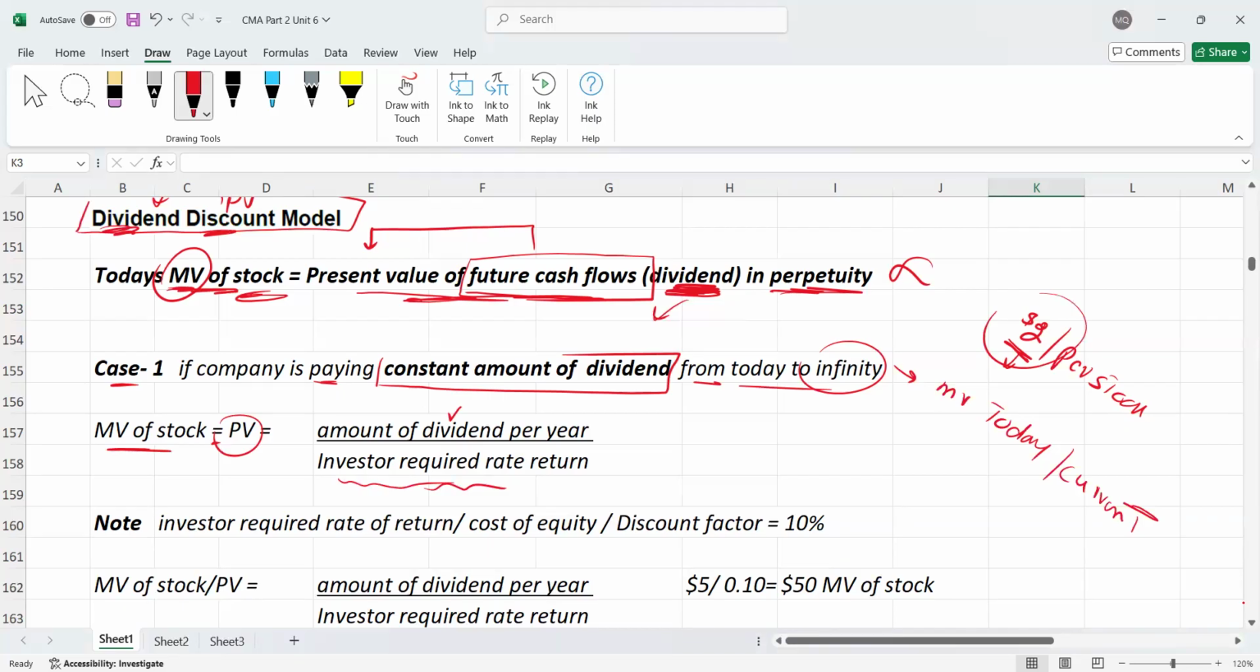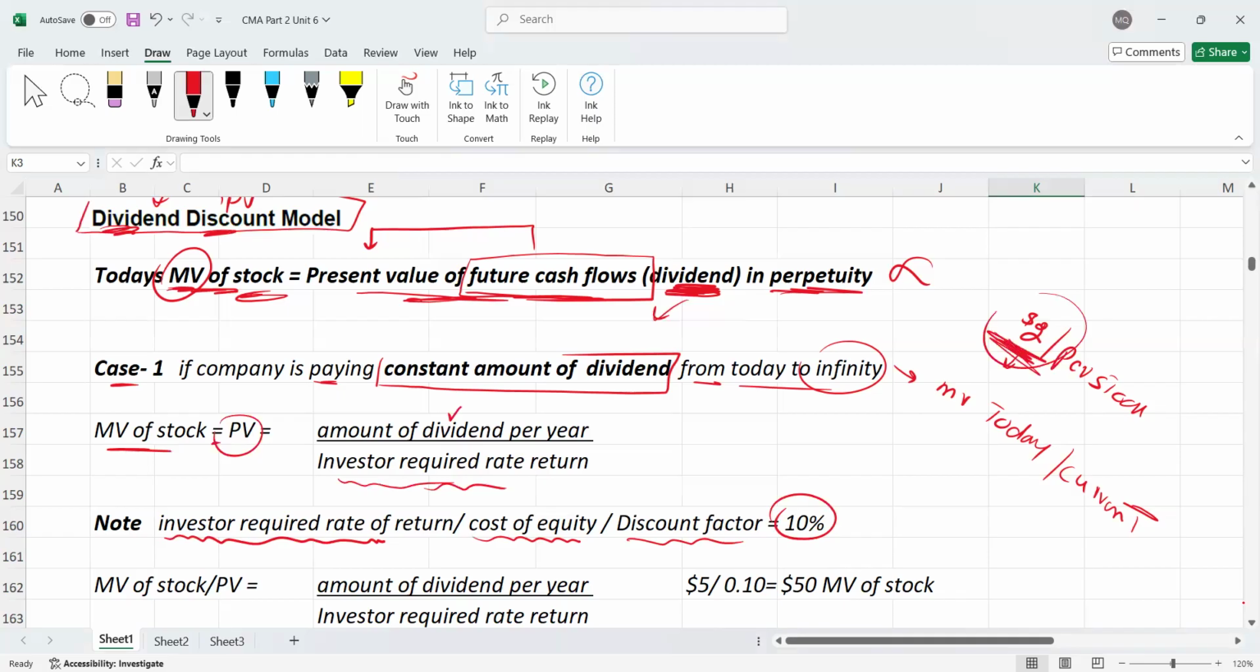And it could be given with these names. It could be given with the name of investors' required rate of return, or cost of equity, or discount factor. So please remember, let's assume the discount factor is 10%. Our investors' required rate of return is 10%, and the amount of dividend per year is $2.